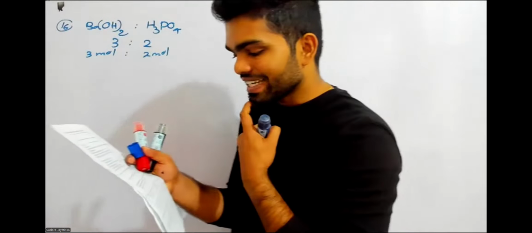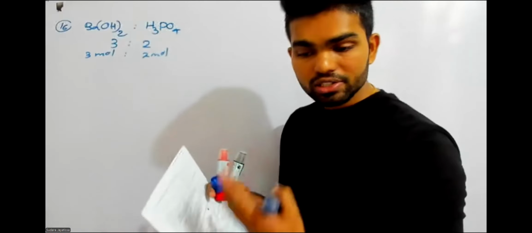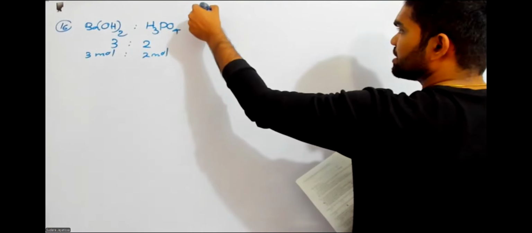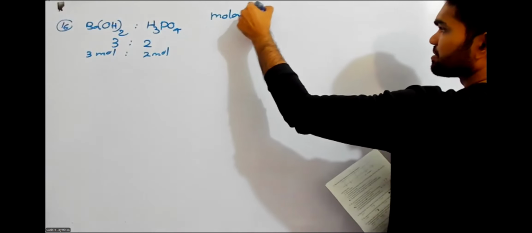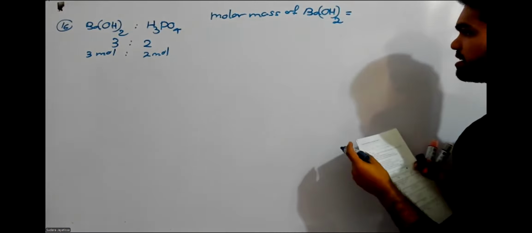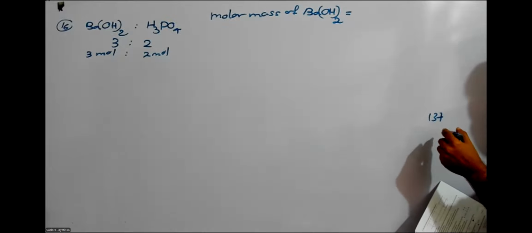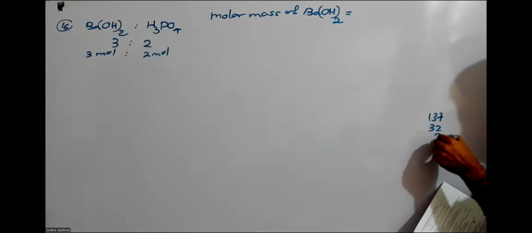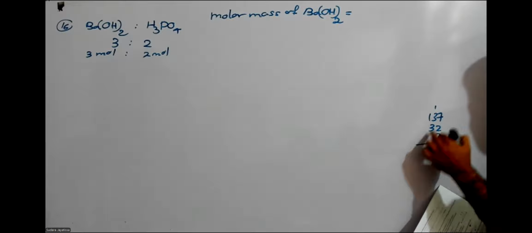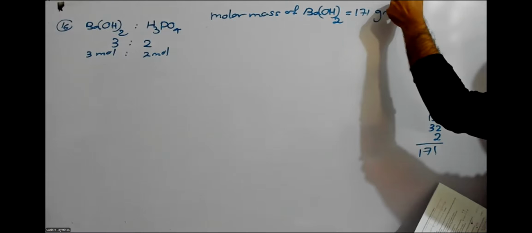It is telling the barium hydroxide mass. This ratio is applicable for moles, so we need to find the moles of barium hydroxide. First of all, the molar mass of barium hydroxide. How do we find it? Barium is given as 137, and there are 2 oxygen atoms, so 32. 2 hydrogen, it is 2. So 137 plus 34, that is 171 grams per mole.